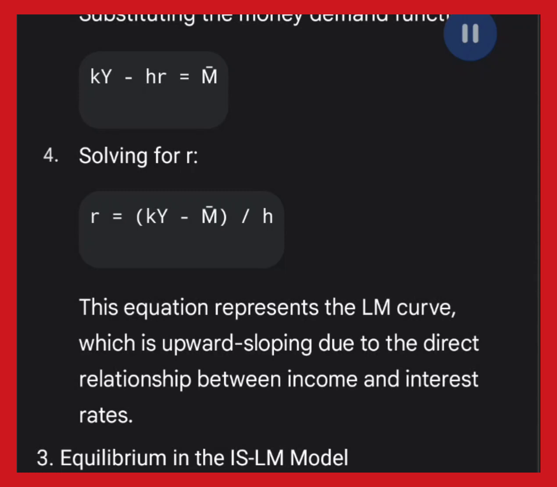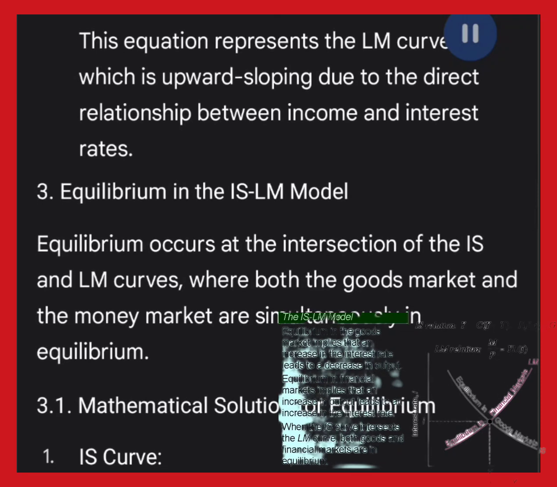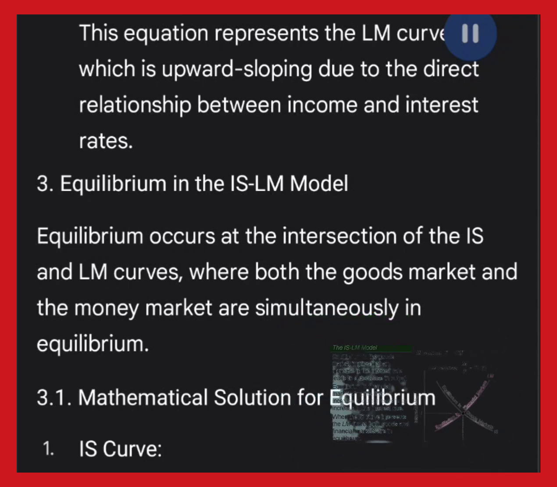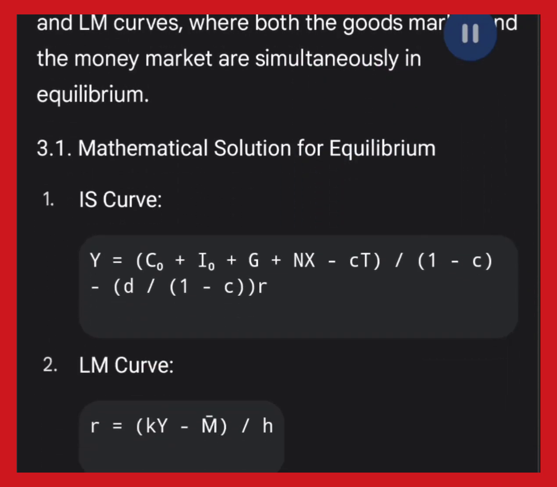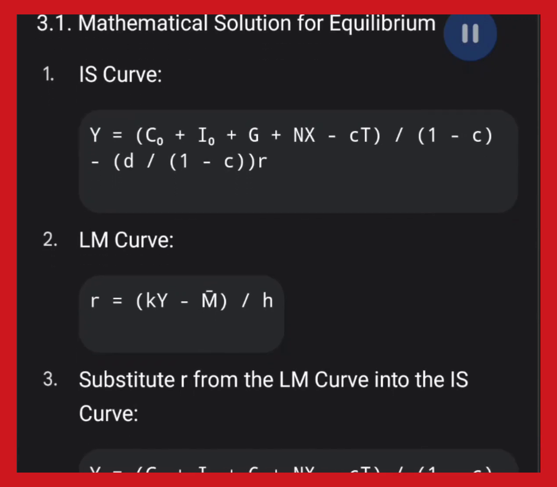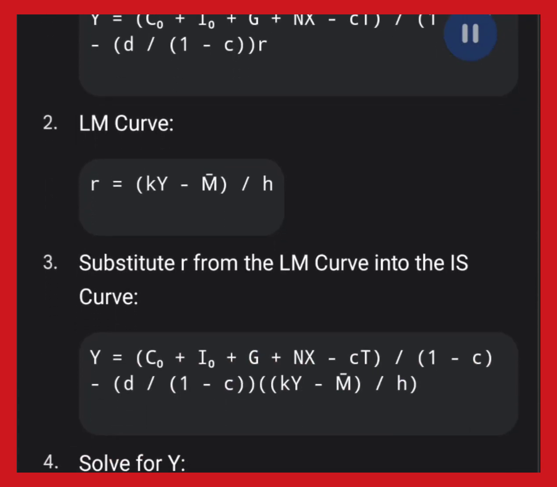3. Equilibrium in the ISLM model. Equilibrium occurs at the intersection of the IS and LM curves, where both the goods market and the money market are simultaneously in equilibrium. 3.1. Mathematical solution for equilibrium. 1. IS curve. Y equals (C0 plus I0 plus G plus NX minus cT) divided by (1 minus c), minus d divided by (1 minus c) times R. 2. LM curve. R equals (kY minus M-bar) divided by h.